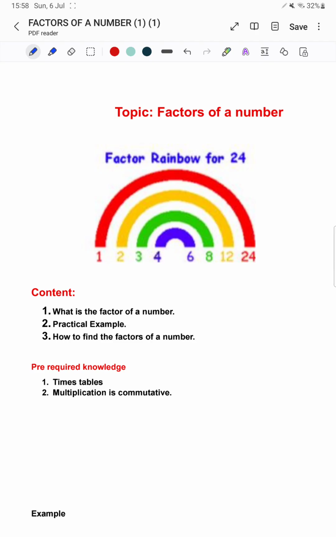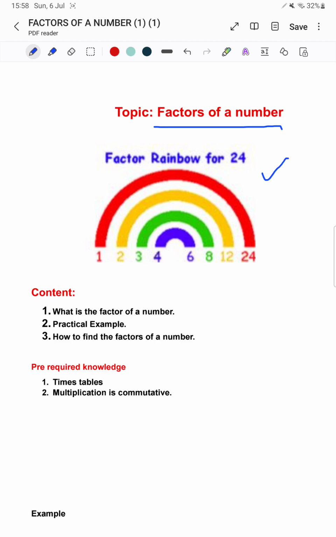Today's topic is factors of a number, and this topic is useful for year 4, year 5 and so on. Basically in year 4 this topic is introduced. Now as we can see here, a factor rainbow is drawn and this is for 24. But now we don't understand what it is. So let's dive into the video and understand the meaning of factors and factor rainbow.